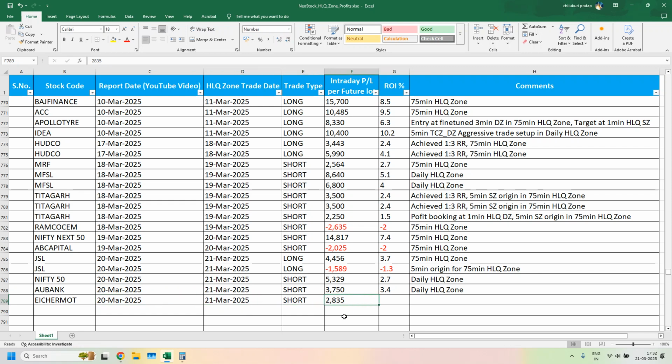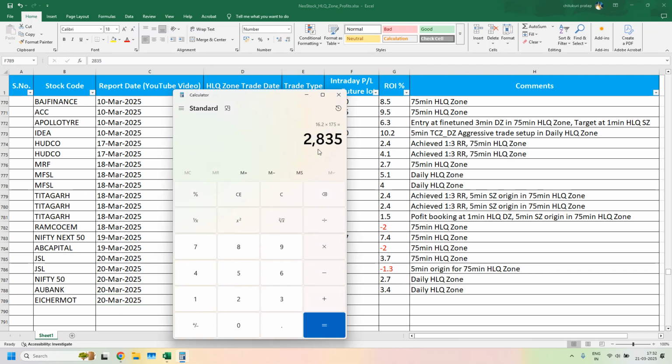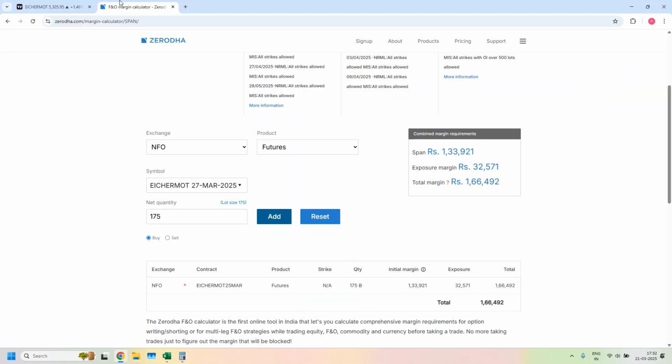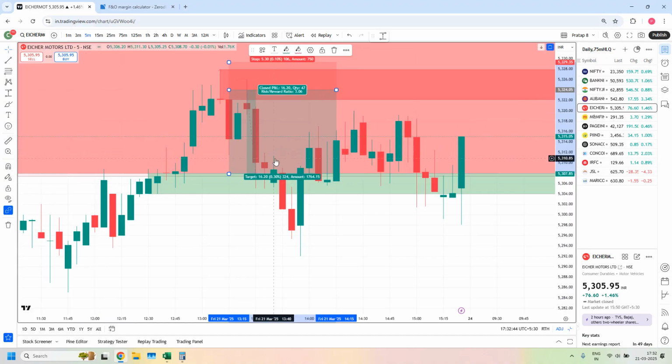Okay, now you need to calculate ROI. How do you calculate ROI? 2,835 into 100 divided by. And one more point I forgot to tell you: because you fine-tuned the entry, now your risk is also reduced. Suppose your trade is stopped out, earlier we calculated 0.8%, right? Now maybe it could have been 0.7% because of this reduced risk. I'm telling you.